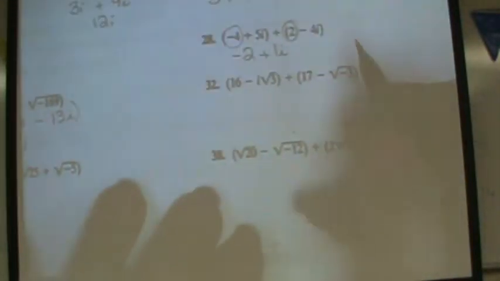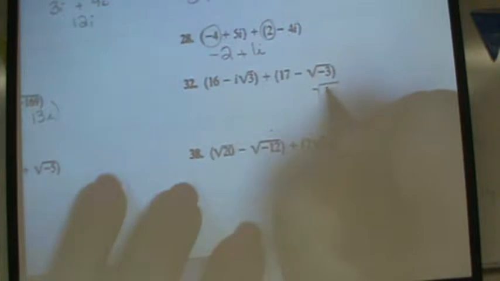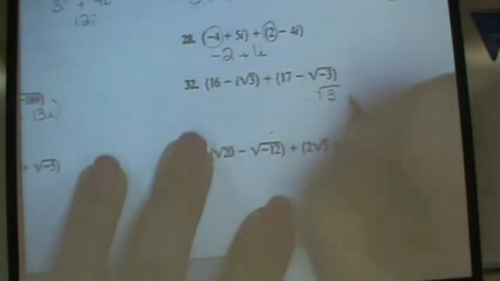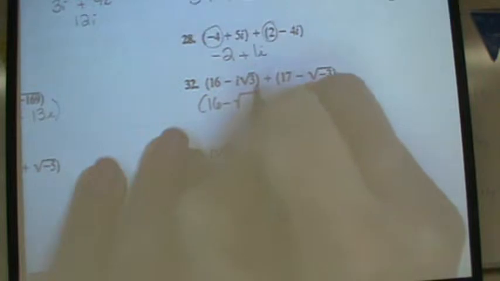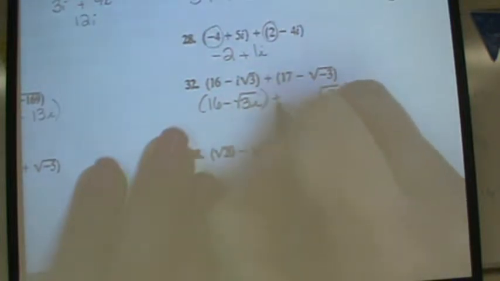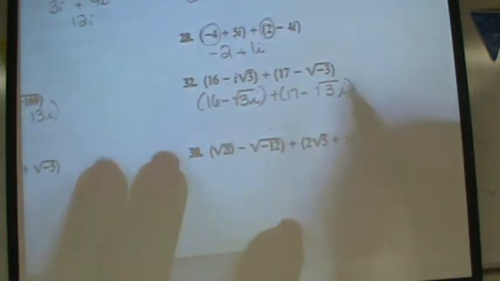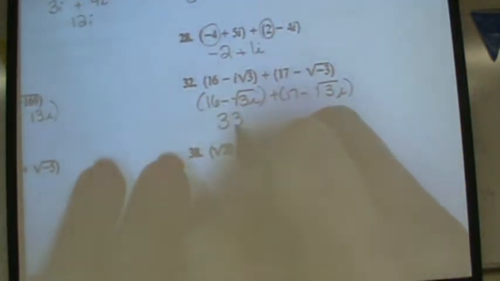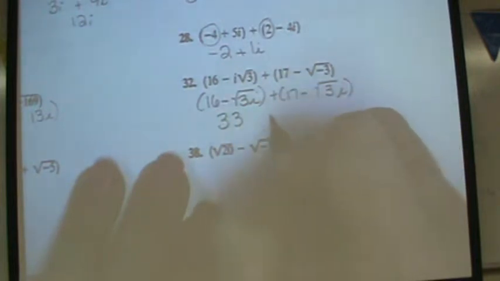Number 32, I would rewrite this as root 3i. Now sometimes, notice how they put that i in front. You can do that, or it can go in the back. It really should go in the back because it's the b value i. So this should be written root 3i. So 16 and 17 is 33. And these two are going to give you negative 2 root 3i.